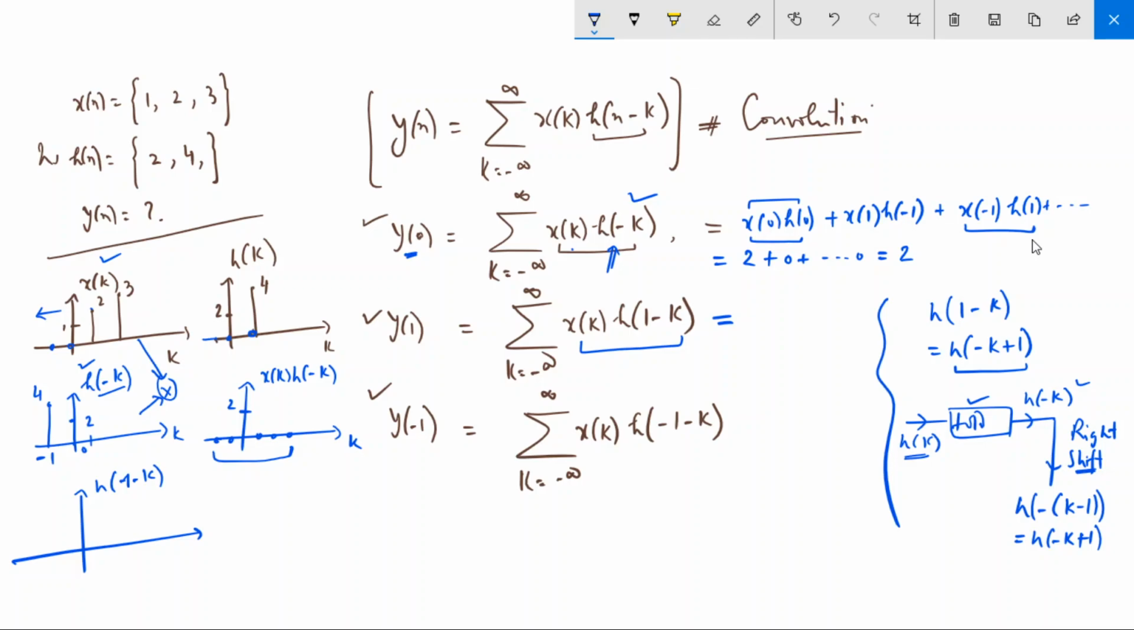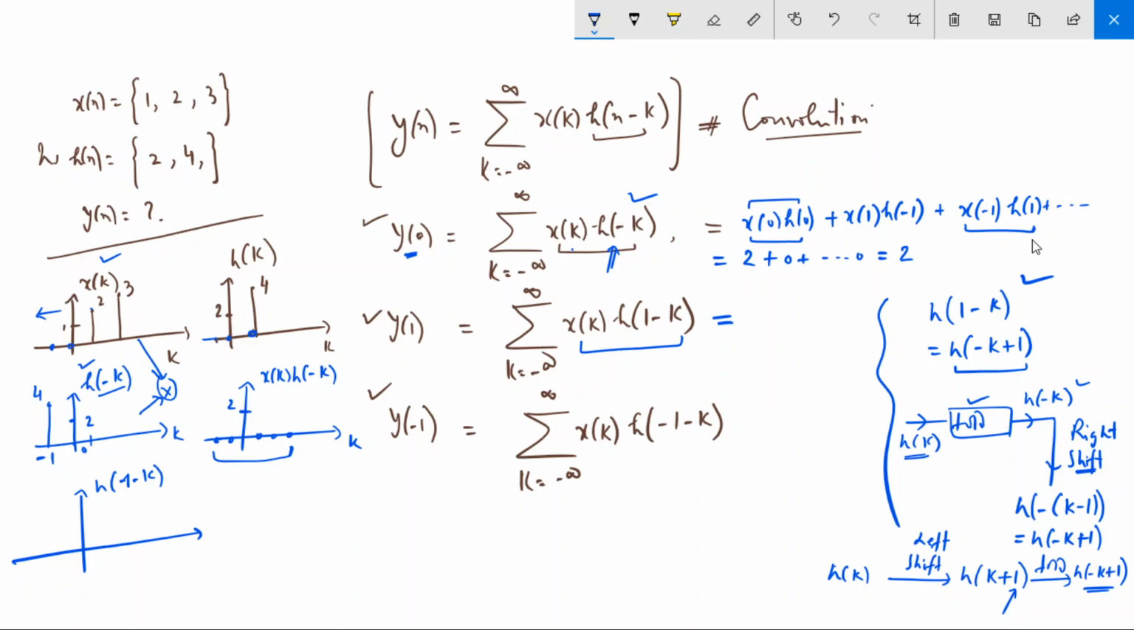Otherwise, you can also achieve it like this. You start from h of k and you first shift it. If you first shift it, then in that case you have to shift to the left by 1. Then it will become h of k plus 1. Okay, k plus 1 means it is left shift. And then you fold it, it will become h of minus k plus 1. Okay, so either you can first left shift then fold it, or you can first fold then right shift. You will get h of 1 minus k.